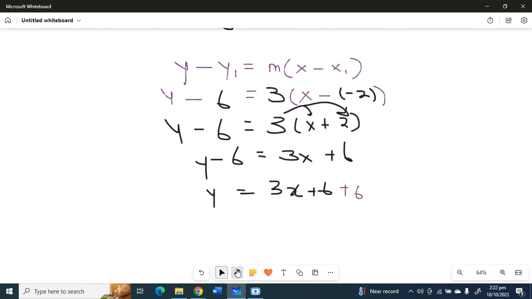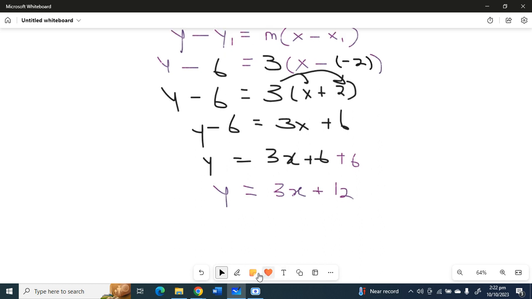So the equation of our line is going to be y equals 3x plus 12. So as I said earlier on, our gradient is 3. Our y-intercept is 12. This is the y-coordinate where the line cuts the y-axis.